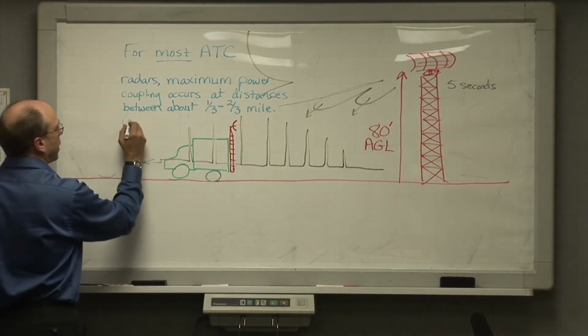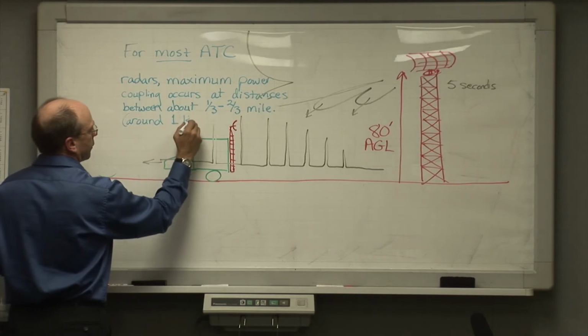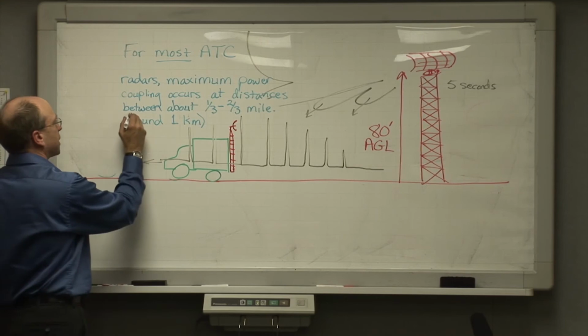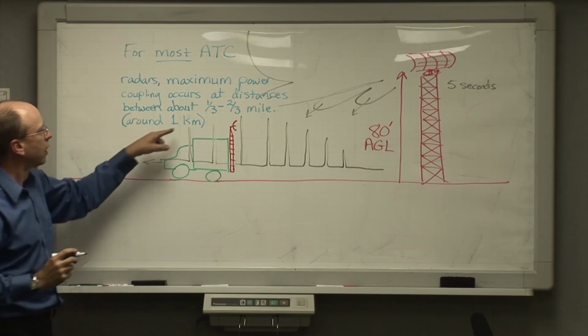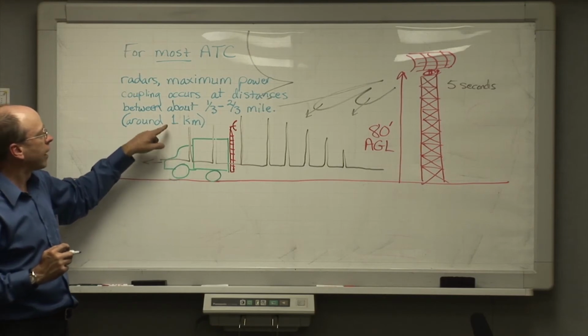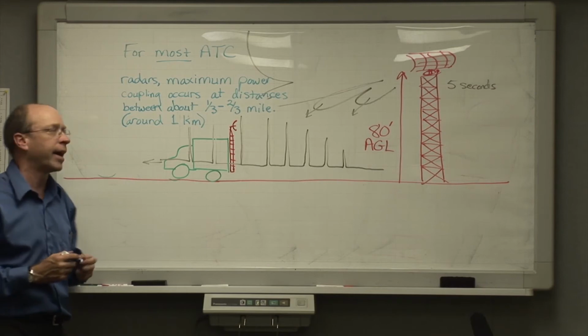Which is to say around 1 kilometer, give or take. When we get out about 1/3 to 2/3 of a mile, something at a distance of around 1 kilometer, we get maximum power into our measurement system. If we go beyond that distance, the power starts to drop off again just because of 1/r squared factors.